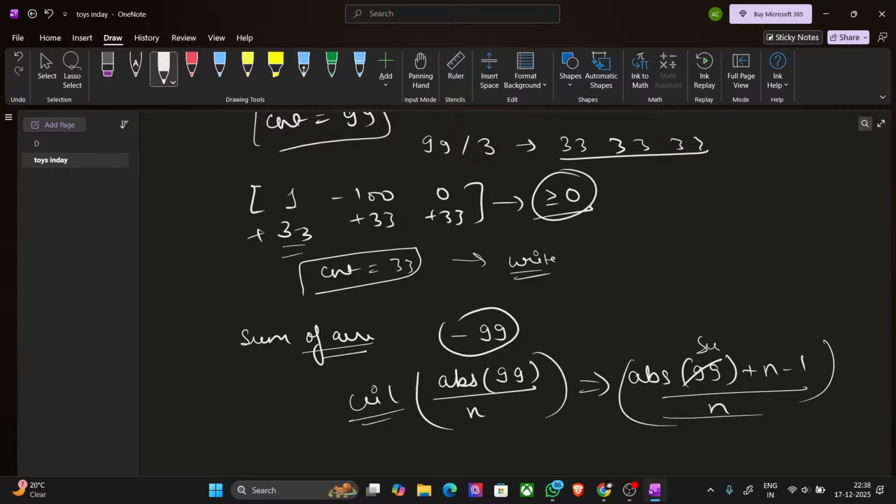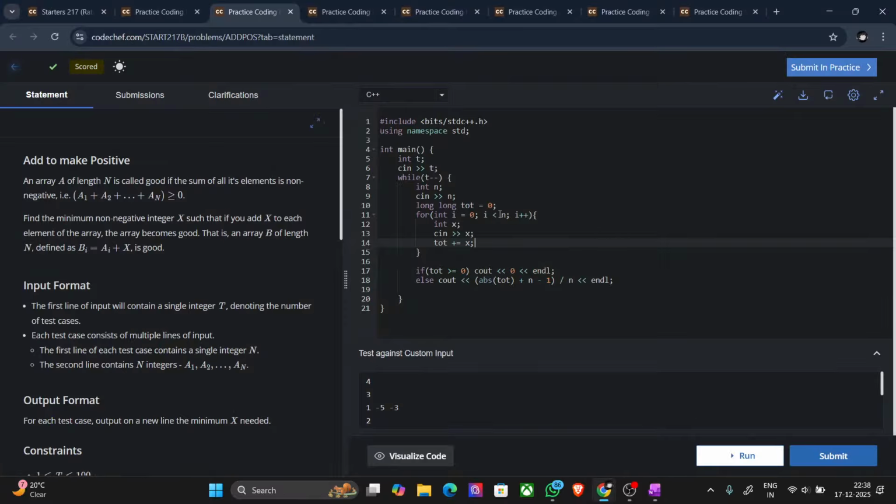Absolute value of sum. So this will be my final answer, final formula, and I can write it in the code. As you can see, I have taken test cases as input, then I have taken n as input. I haven't made an array because we don't require an array for this problem. Now I have taken a total sum as 0 and I have run a for loop. Then I have taken the elements as input and added them to the total sum.